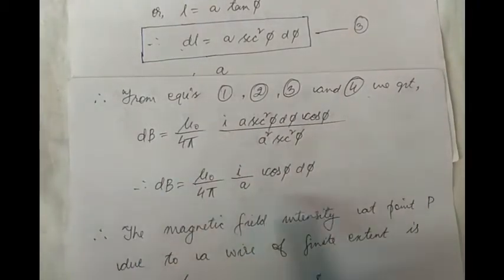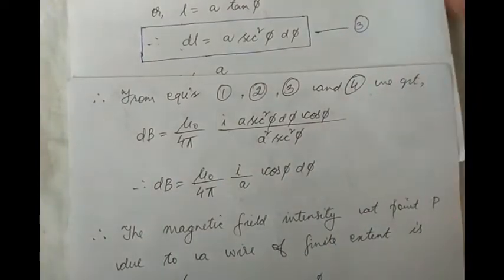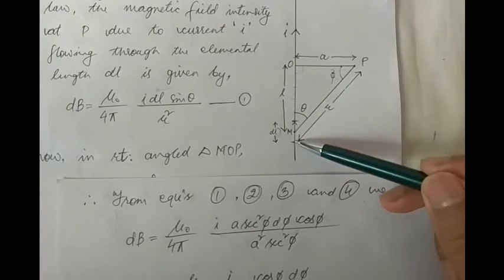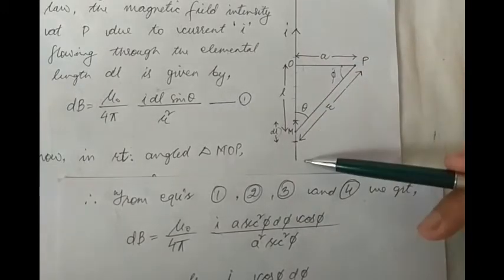So this is the magnitude of the magnetic field intensity at point P due to the current flowing through the elemental length, dl. So if this is the magnetic field intensity at point P due to a small elemental length dl, then the magnetic field intensity at point P due to the whole length will be a sum of these kind of small dBs. Which means we need to integrate this.